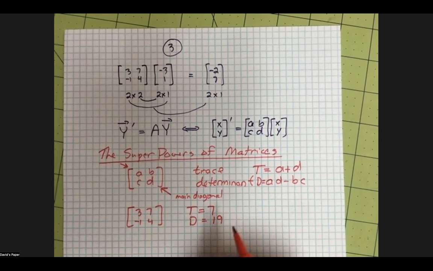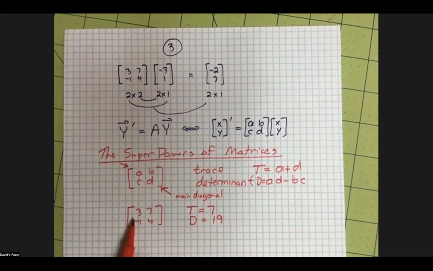Be very careful not to screw this up, as I screw this up all the time. It's not 12 minus 7, 5. It's 12 minus negative 7. And the minus signs will catch you. You will make mistakes on that often, but you're going to have to just force them out of your work. Okay. So the trace and determinant of this matrix are 7 and 19.